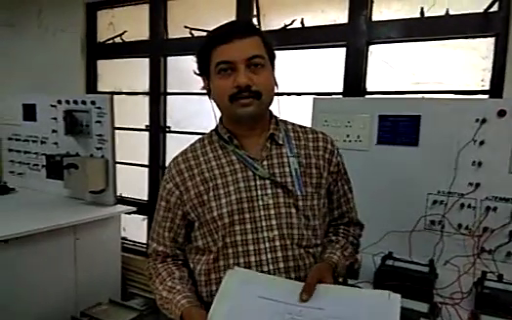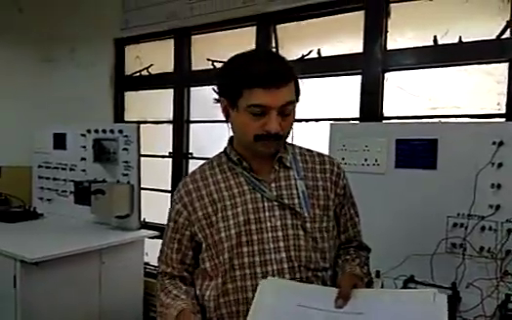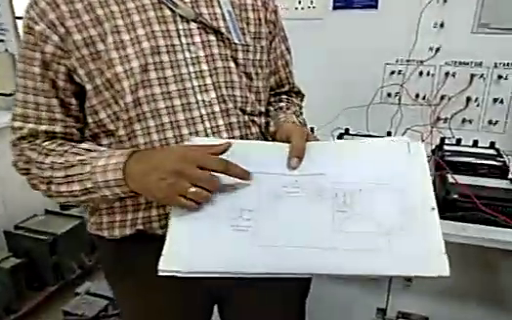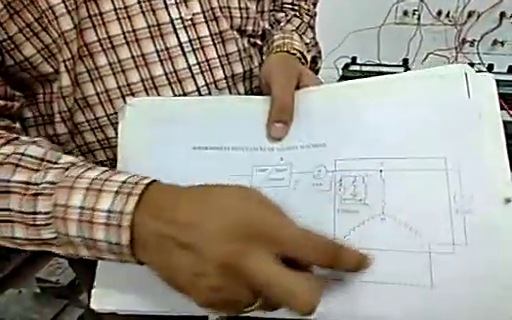Hello students. Today we will demonstrate the experiment of determination of subtransient reactance of salient pole alternator. This is the circuit diagram for that. So this is the alternator.